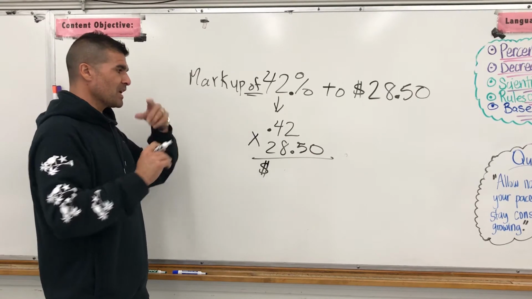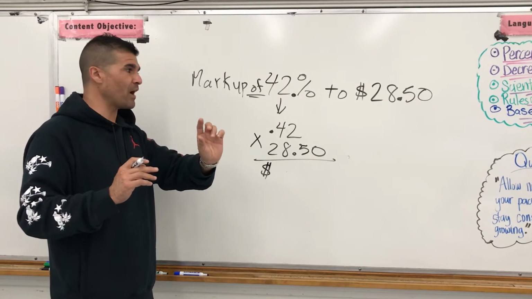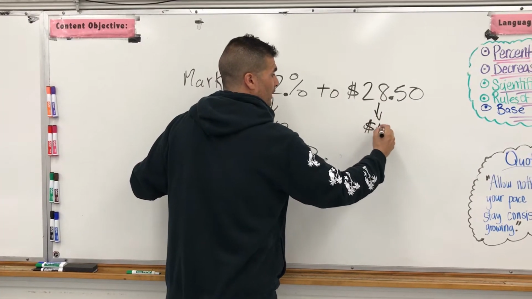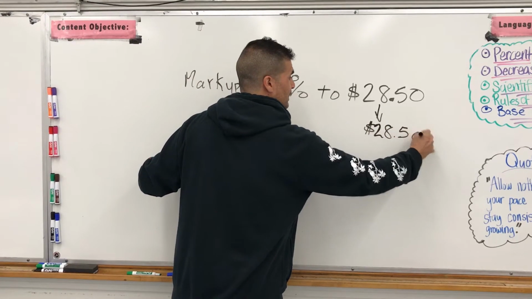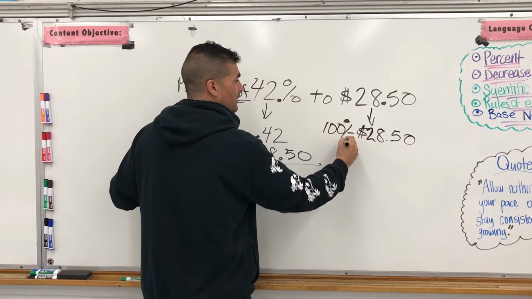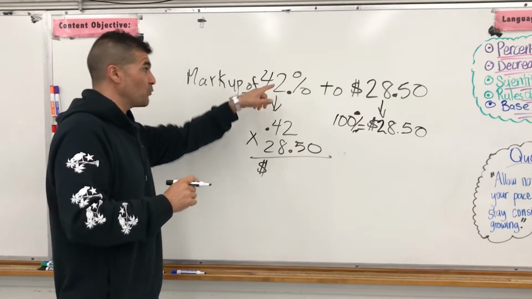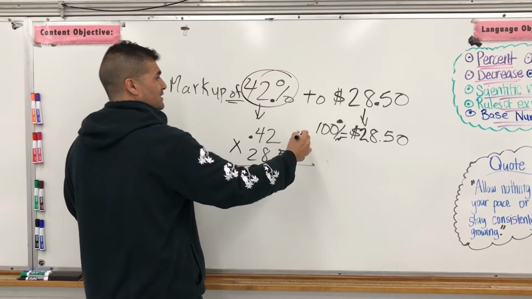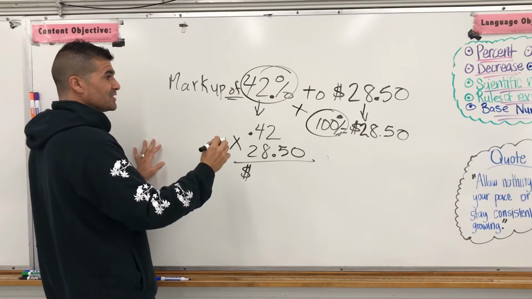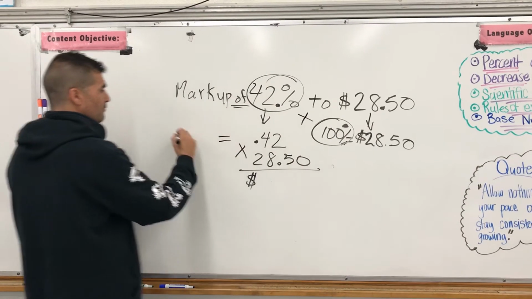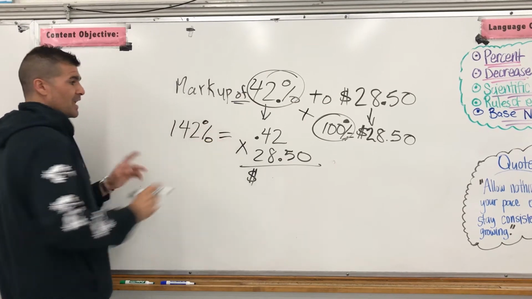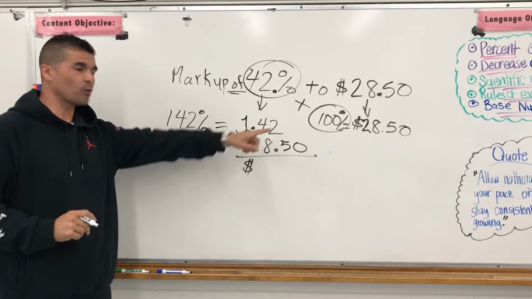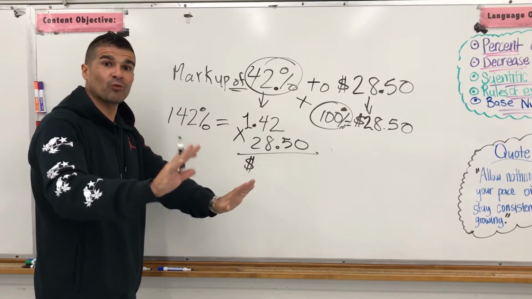But here's the thing. If you actually wanted to get the answer right away, what you could do is, because this $28.50 used to be equal to 100%, it's not 100% anymore because you want to mark it up 42%. So you make this and you add it to this. This is going to give you a total of 142%. This is going to give you this decimal instead, 1 42/100. Now you're going to get the answer right away.